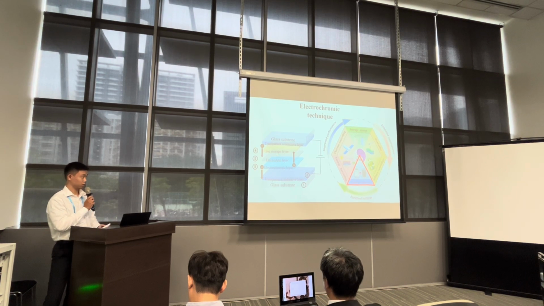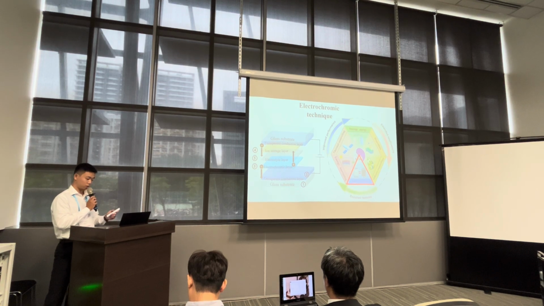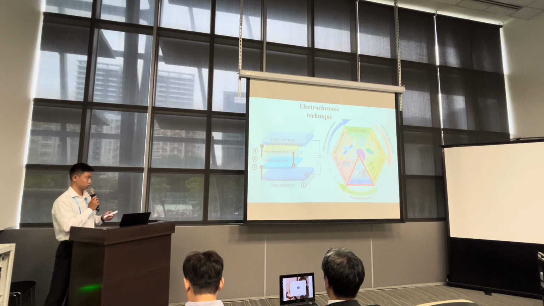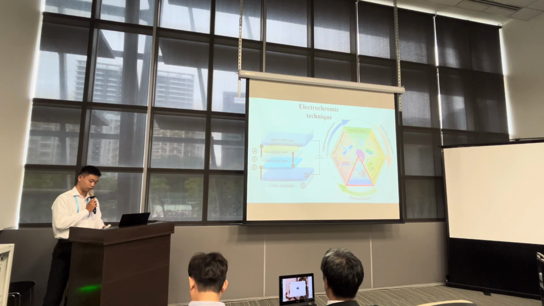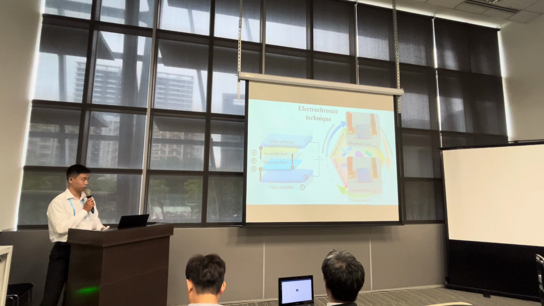The ion storage layer can also be another electrochromic layer. So both layers can change color at the same time, so it makes the color contrast more obvious. By controlling the direction of the current, we can get our colored state and the bleached state.